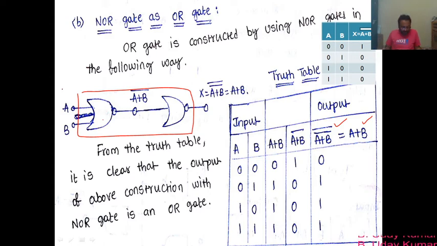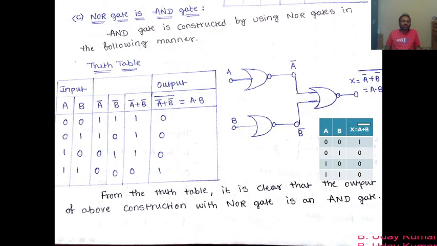So this is what you have to understand. So let us move on to our next slide now. So let us try to understand how the NOR gates can be used to construct an AND gate. So the AND gate is constructed by using NOR gates in the following manner.